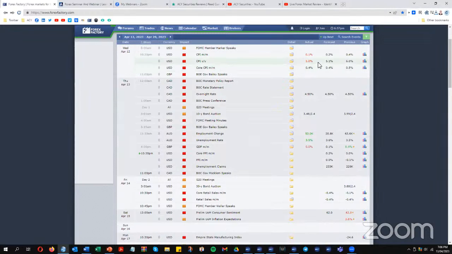So CPI data came out and it was fractionally lower, but CPI is actually still up. I'm not seeing any negative numbers. Core CPI was pretty much the same. So I don't see inflation declining that much, that they maybe not still be raising interest rates, but we will wait and see.